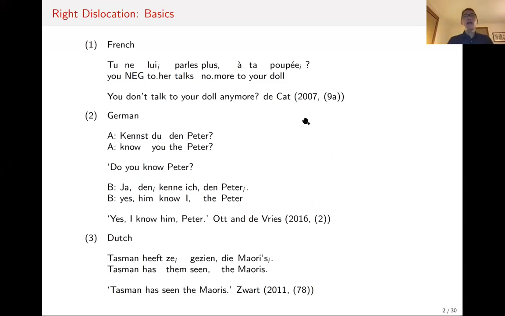This is the kind of structure that is often described as right dislocation in Western languages. In French, German, and Dutch, what typically happens is that you have something like a clitic or weak pronoun in the main clause, and something that corresponds to that pronoun to the right side of the sentence. So this is French. You have lui, which is the dative pronoun, clitic. And also you have den, which is in the first position in the V2 scheme, and so on and so forth. This is accusative.